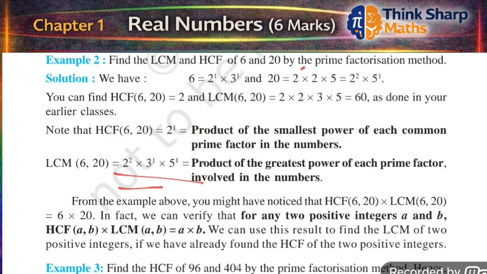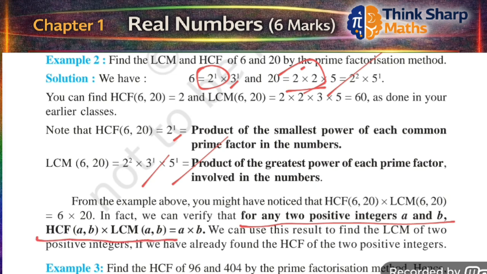Now see why it is happening like this. Because in HCF you have taken 2 power 1, and in LCM you have taken both 2s, then 3 also from here, and 5 from here, so ultimately you have covered everything. So that's why the formula: for any two positive integers a and b, HCF into LCM equals the product of the two numbers. Okay, it is for two numbers, not for three numbers. That also we will see.